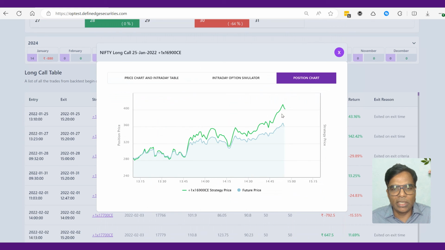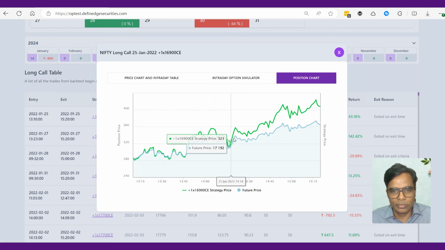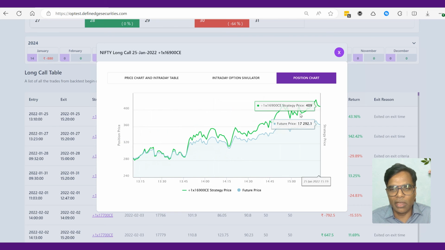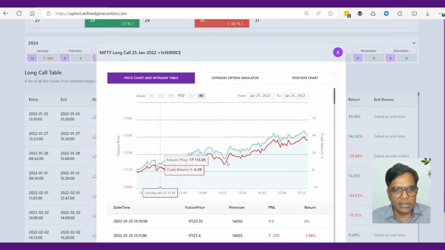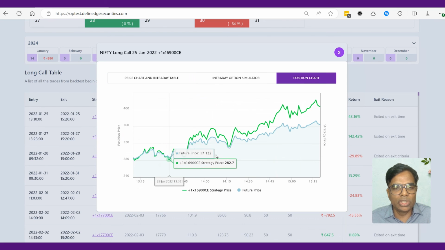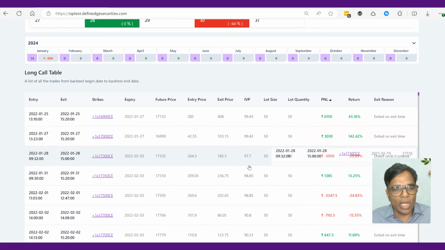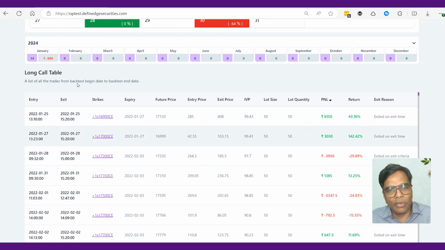And the position chart gives how the individual option price has behaved as per the futures. Okay, here is the strategy price, and this is the trade returns of the strategy, and here the individual legs. If, let's say, it is a straddle, you will see both the put and call options plotted here. Okay, so as you can see, you have all the information that is required to analyze these backtesting methods. In future we will have the PNF charts also included in this.